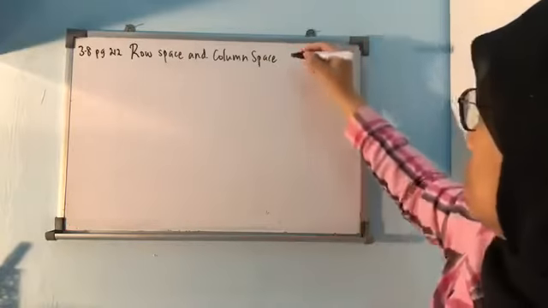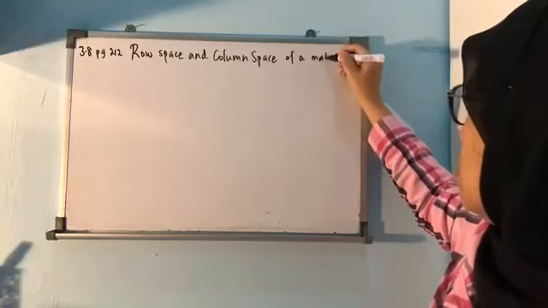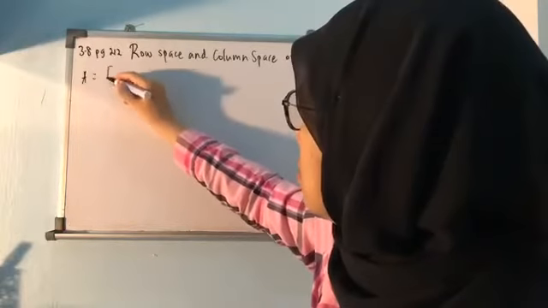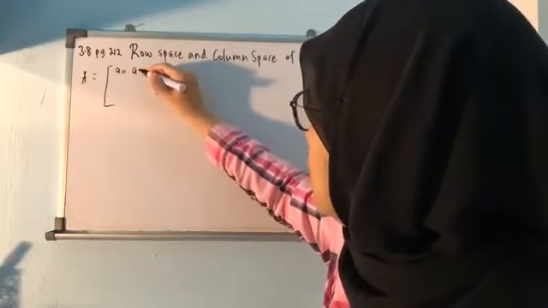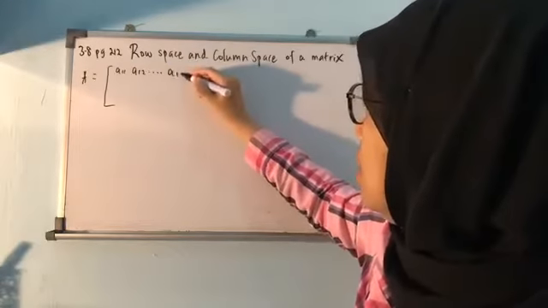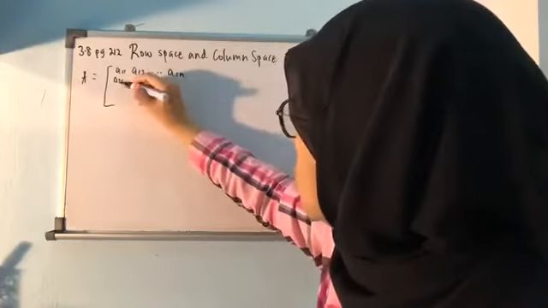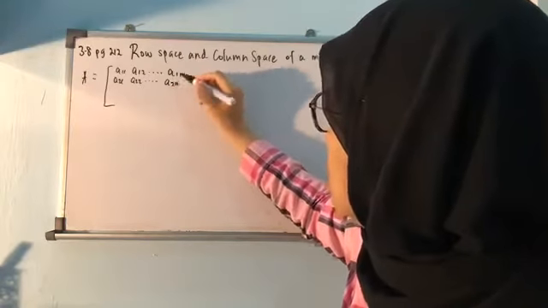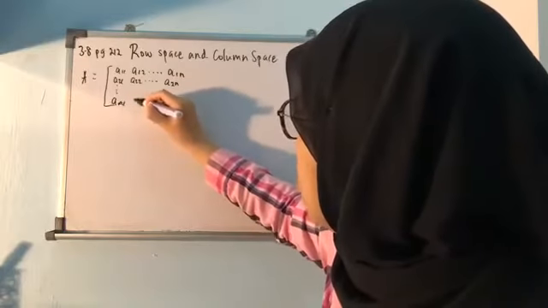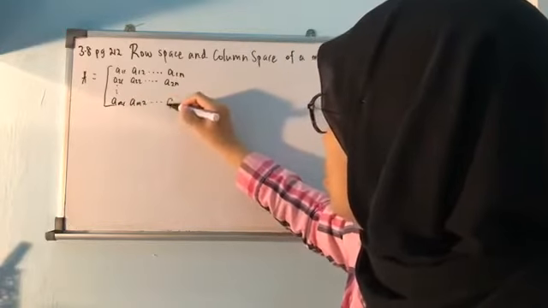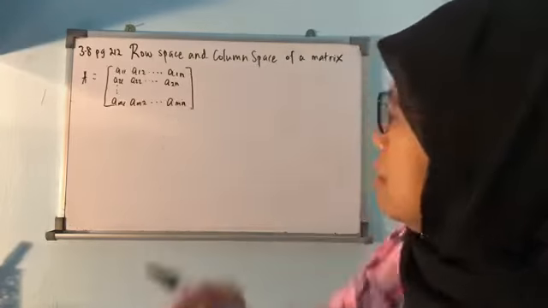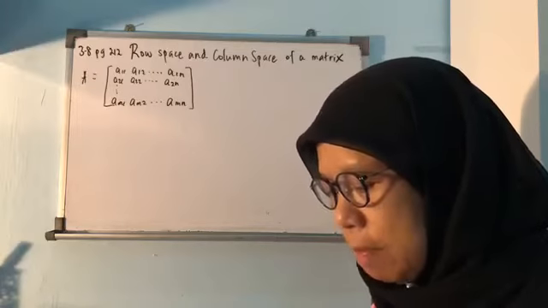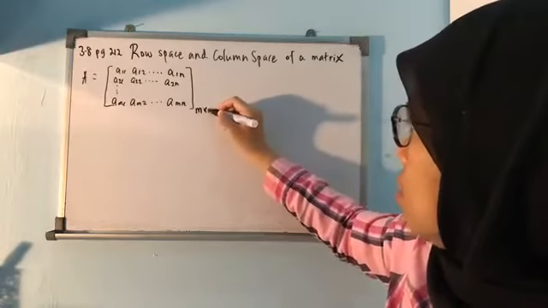Okay, so this is of a matrix. Now our matrix A: A11, A12 until A1n, A21, A22 until A2n, up until Am1, Am2, Amn. Okay, so this is our regular matrix, m by n, right? m rows and n columns.